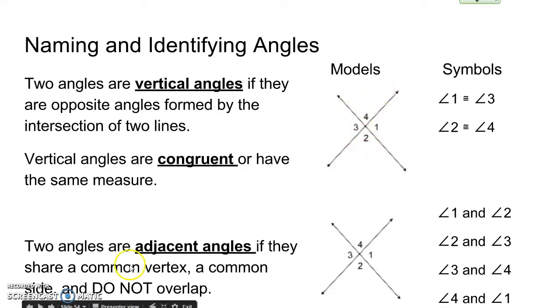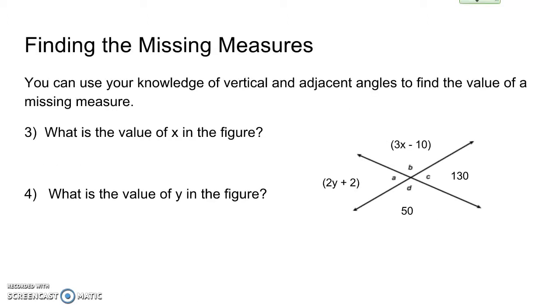Next, adjacent angles have a common vertex, a common side, and they do not overlap. Common vertex, that point in the middle, common side, that means they're side by side and they don't overlap. So 3 and 4, 4 and 1, 1 and 2, 2 and 3. These are adjacent angles. Questions on these definitions, raise your hand and I can explain further to you.